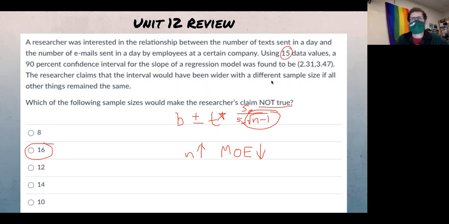Now, of course, there's a caveat to this, that we could get a data value that changes our standard deviation of the residuals, and then that could throw off the numerator a bit. So it could theoretically be a wider margin of error, even with more data points. But all things being equal, and that's what it says here, if all other things remain the same.